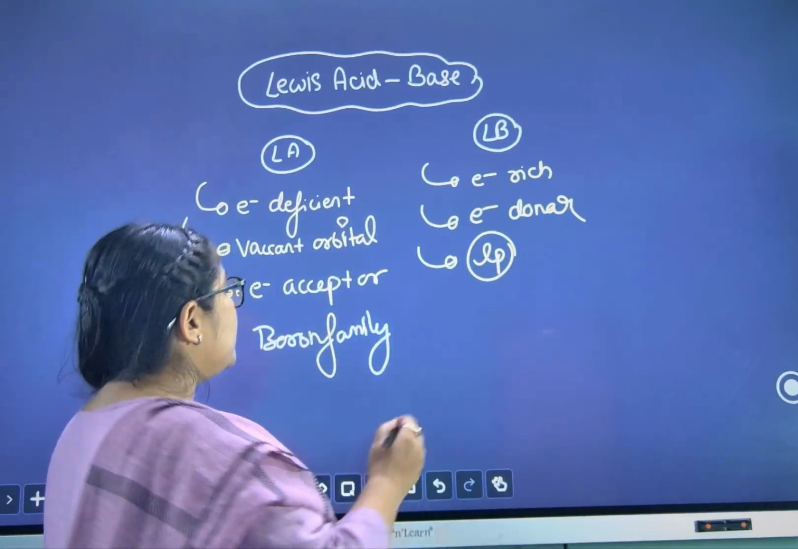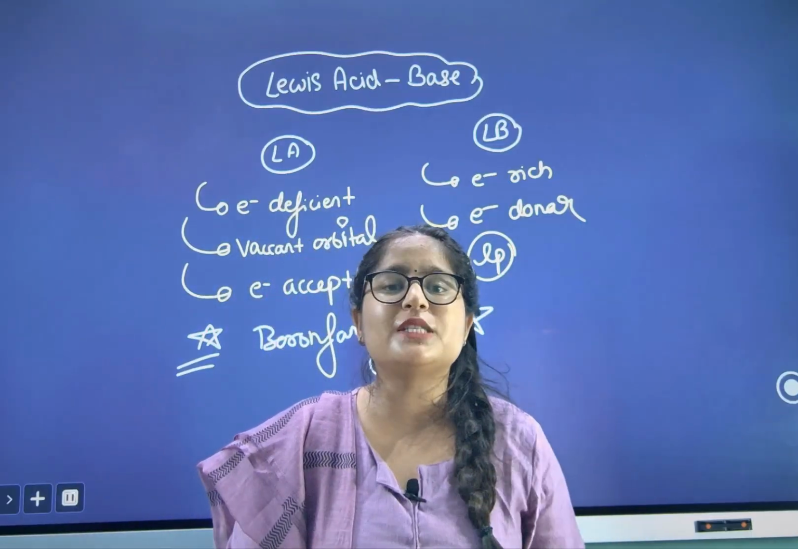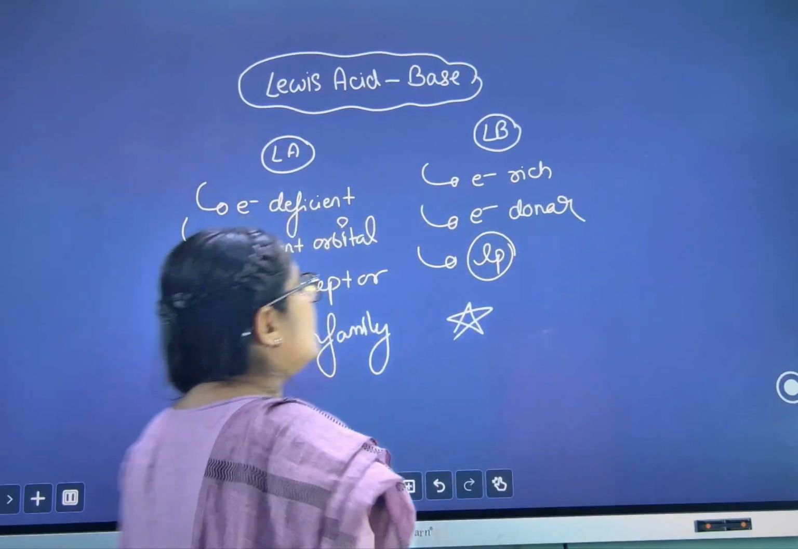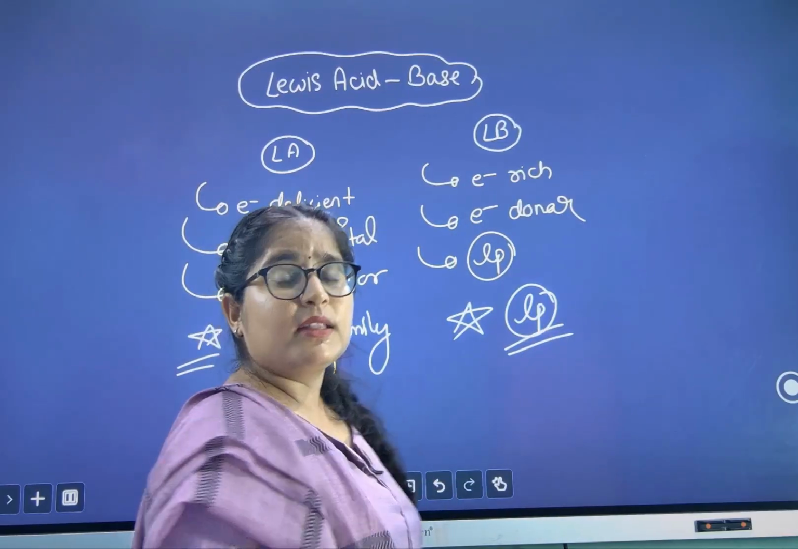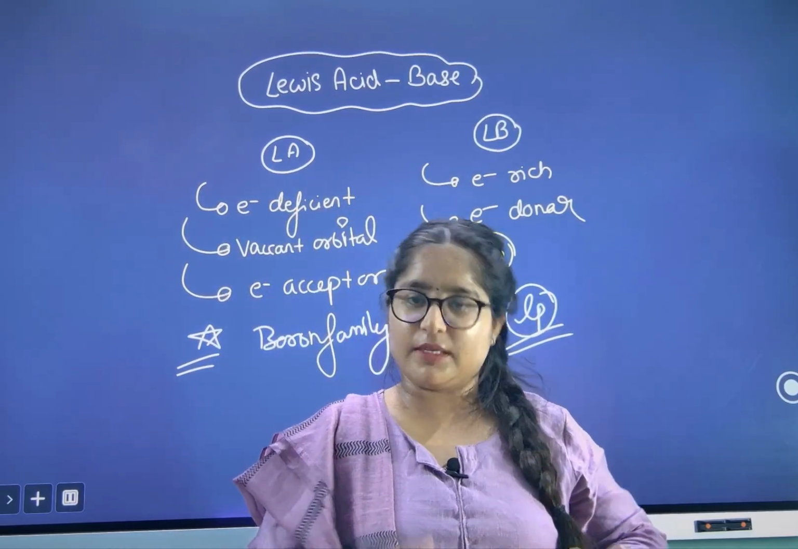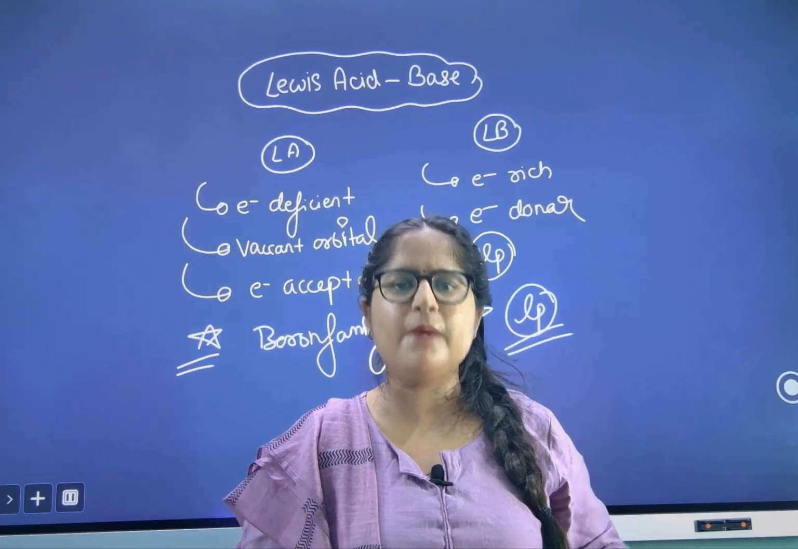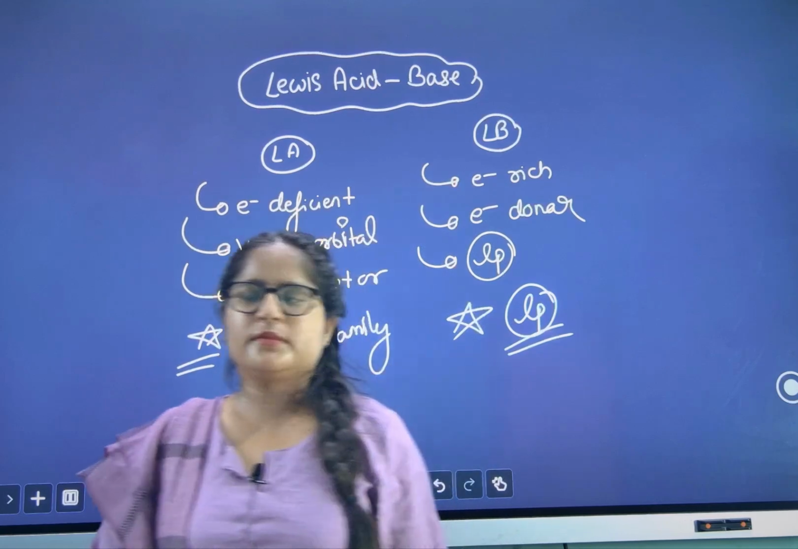Simple. Similarly here, what is the star point? What is the trick here? See the lone pair. Those who have a lone pair will behave as Lewis bases. Generally we see nitrogen, but oxygen and others will also have a lone pair. So you just see the lone pair. Yeah, note down.